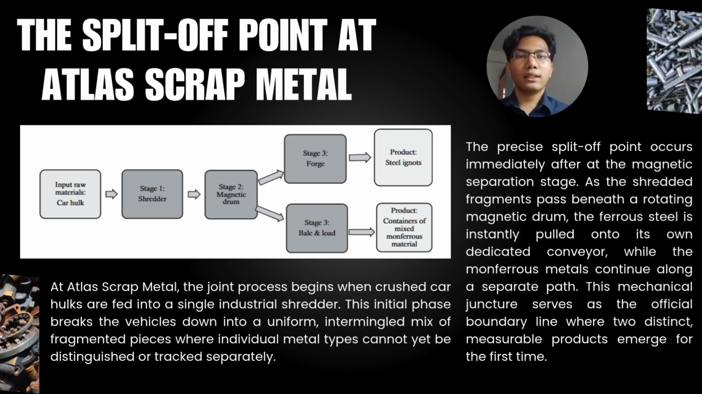In conclusion, when analyzing the split-off point, it represents a critical transition from operational unity to product diversity. It defines the exact boundary line on the factory floor where a single combined process and distinct individual inventory products finally emerge. Understanding this precise moment of separation is the foundation for accurate product tracking, precise inventory measurement, and effective operational management across any industry.